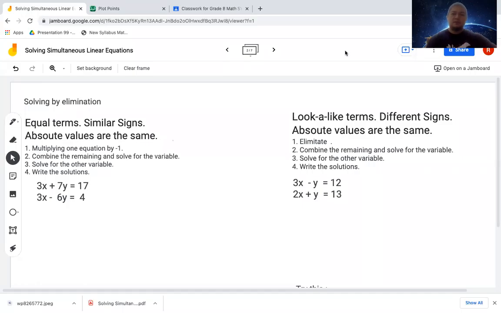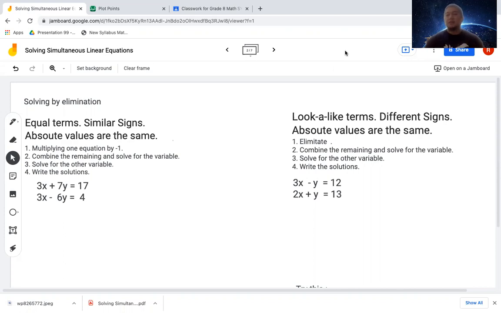All right. Once again, this is about the chapter solving simultaneous linear equations. And in the last video, we discussed solving simultaneous linear equations by graphing. So this time we are going to do another way to solve them, by elimination. When we say elimination, we're going to eliminate one of the variables in these two equations so that we will be able to find the answer for the other variable.